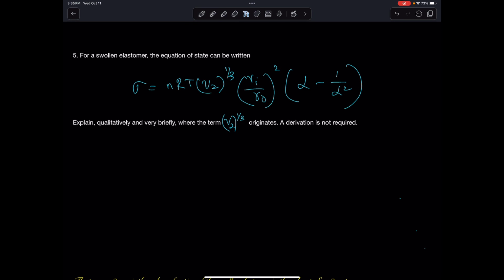Since volume is the product of dimensions along three axes, the change in volume fraction would be V2 to the power of 1 over 3.